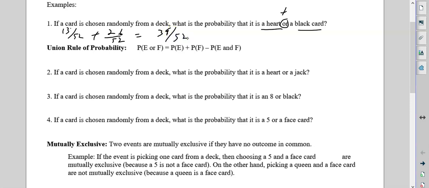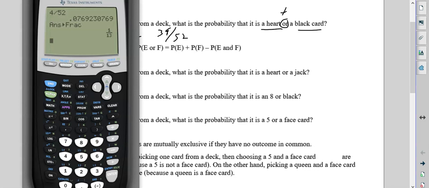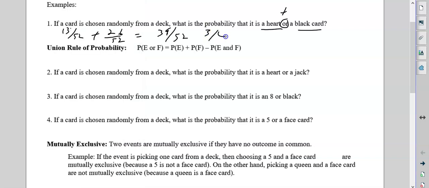Now we want to always reduce, so watch the little trick here. Very easy. We can do 39 divided by 52 and get our answer. And then you might recognize already that it's 3/4. But if we go to the math key, and right there where it says fraction, just hit enter twice, and boom, we get 3/4. Okay, so the calculator will reduce for you.